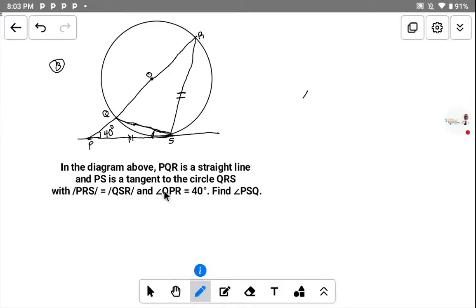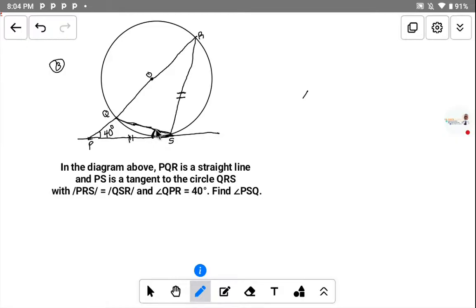Now the angle QPR is equal to 40 degrees. We are talking about this angle QPR, which is equal to 40 degrees. And we have to find the angle PSQ. So we want to look at this angle. This is angle PSQ. We're looking for the solution of this angle.